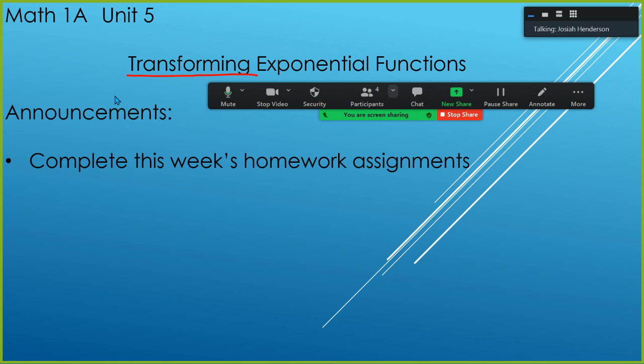A quick reminder, the announcement for today is a reminder to complete this week's homework. At least give it a shot. Don't put it off, because if you wait a week or two, it's going to be even more confusing than if it's fresh in your mind from today. And here are those assignments.